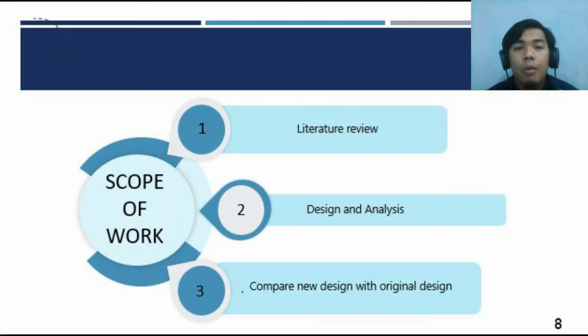There are three scopes of work of this project. Firstly, literature review. Secondly, design and analysis. And lastly, compare the new design with the original design. First, the literature review is knee anatomy.